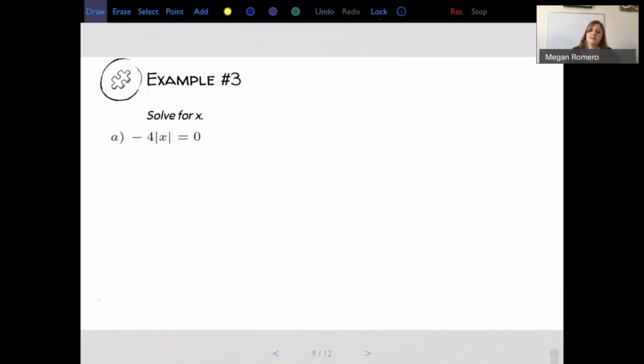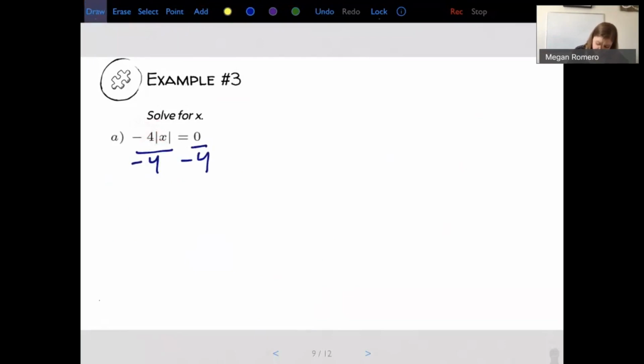Example 3. Sometimes there's some confusion when we have something set equal to 0 in an absolute value equation. We follow the same steps that we did before, where our goal is to isolate the absolute value bars first. In this case, negative 4 is being multiplied. When you have two things next to each other like this, it denotes multiplication. So in order to isolate the absolute value bars, we divide both sides by negative 4.